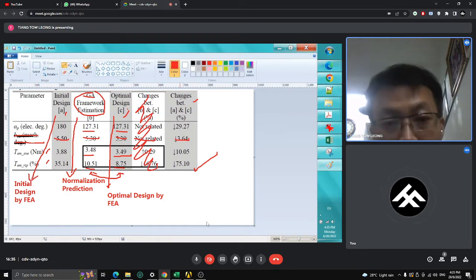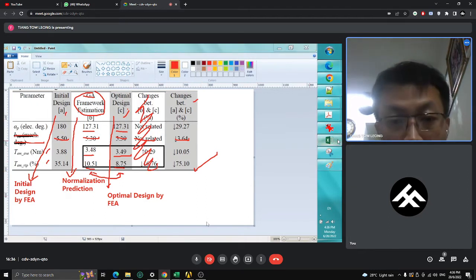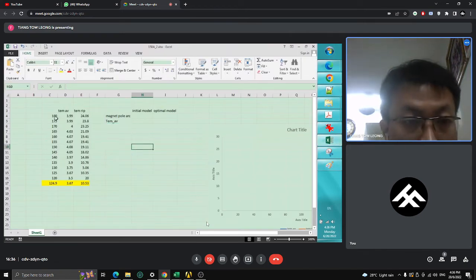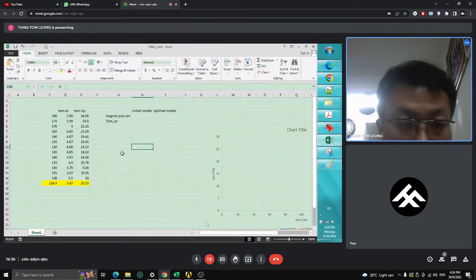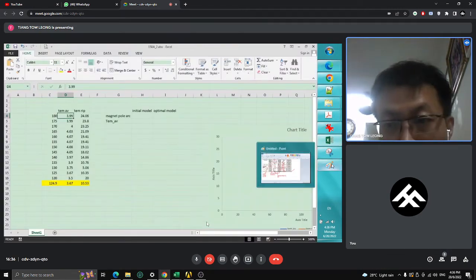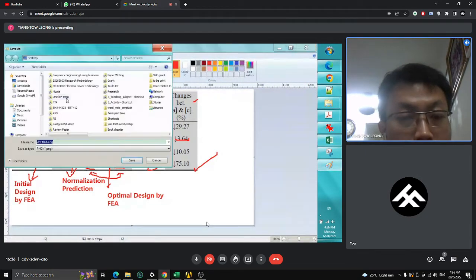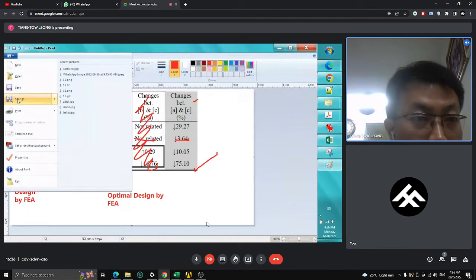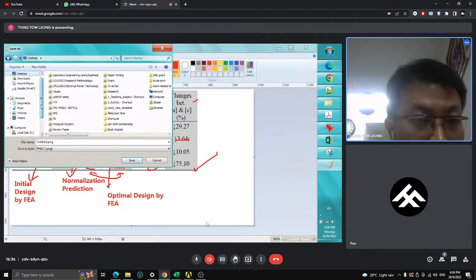Okay. Then this is the changes between A and C. We take the FEA versus FEA, then we will see how much the difference is. So for example, for the initial design, it must be 180. Usually I will take 180. So we have a 3.99. Later I will show you the difference.